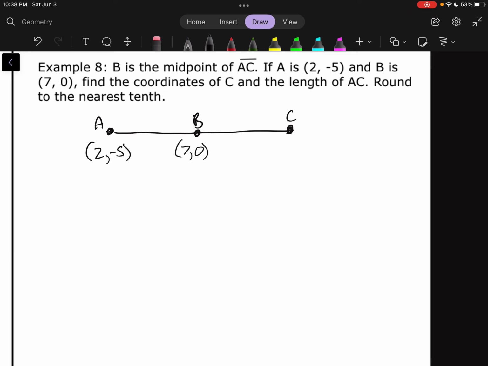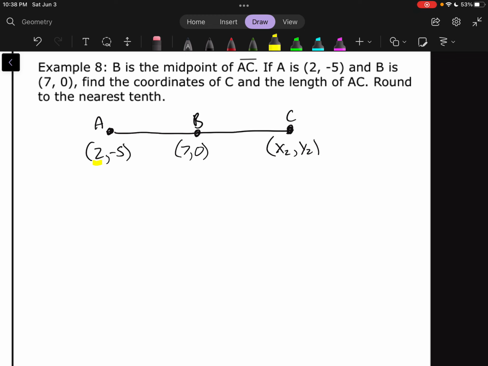It does say round to the nearest tenth. So when we have to do the distance formula eventually, we will just use our calculator. So let's find C first. I'll show you the algebraic way and the pattern again. I'm going to label C as my x2, y2.